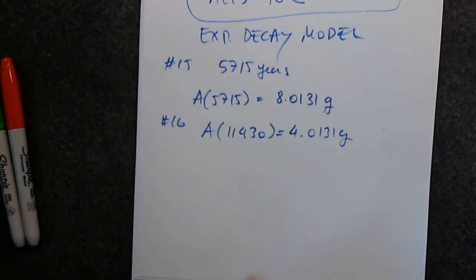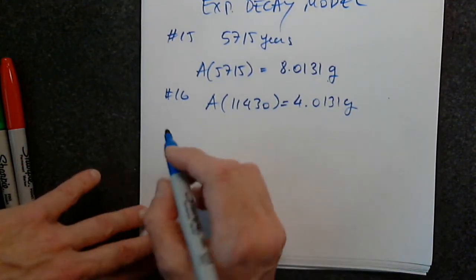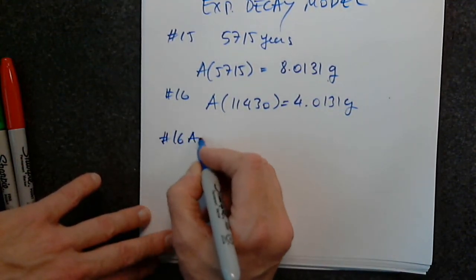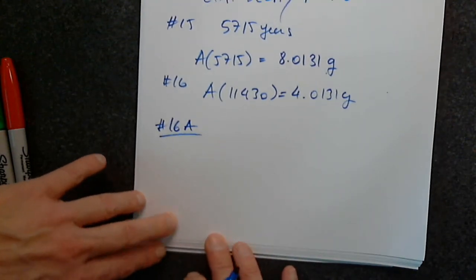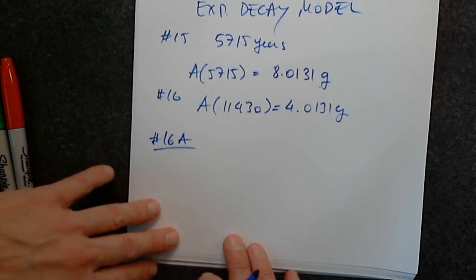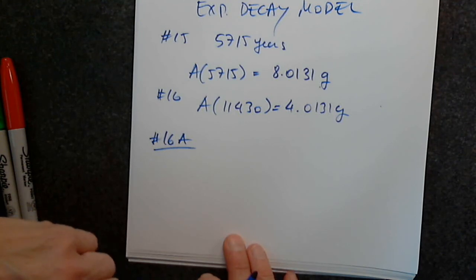Okay, now I would like to ask this question. I want to add the question. I'm going to say 16a. When will the amount be decayed to half of it?